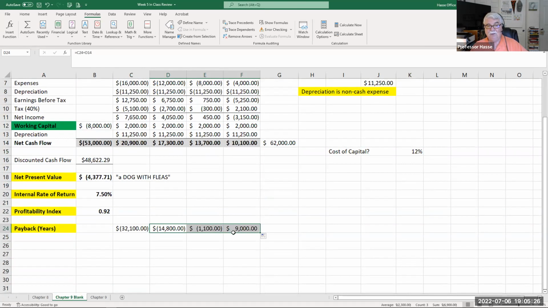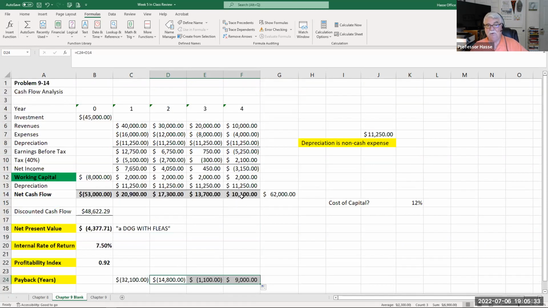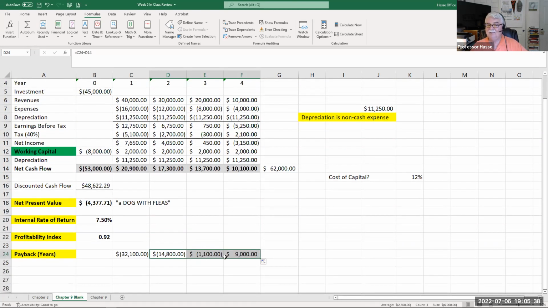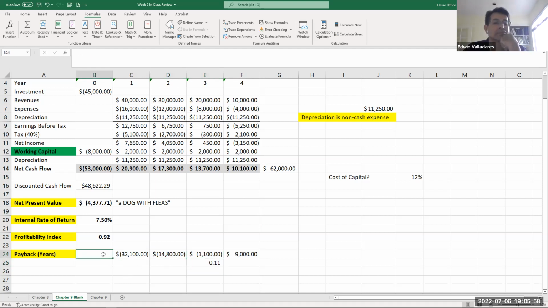How much of year 4? 1, 2, 3. Well, we have $1,100 to pay back in year 4, of which we have a total cash flow of 10.1. What percent is 1,100 of 10,100? About 10%. .11. So our payback in years is 1, 2, 3.11 years.